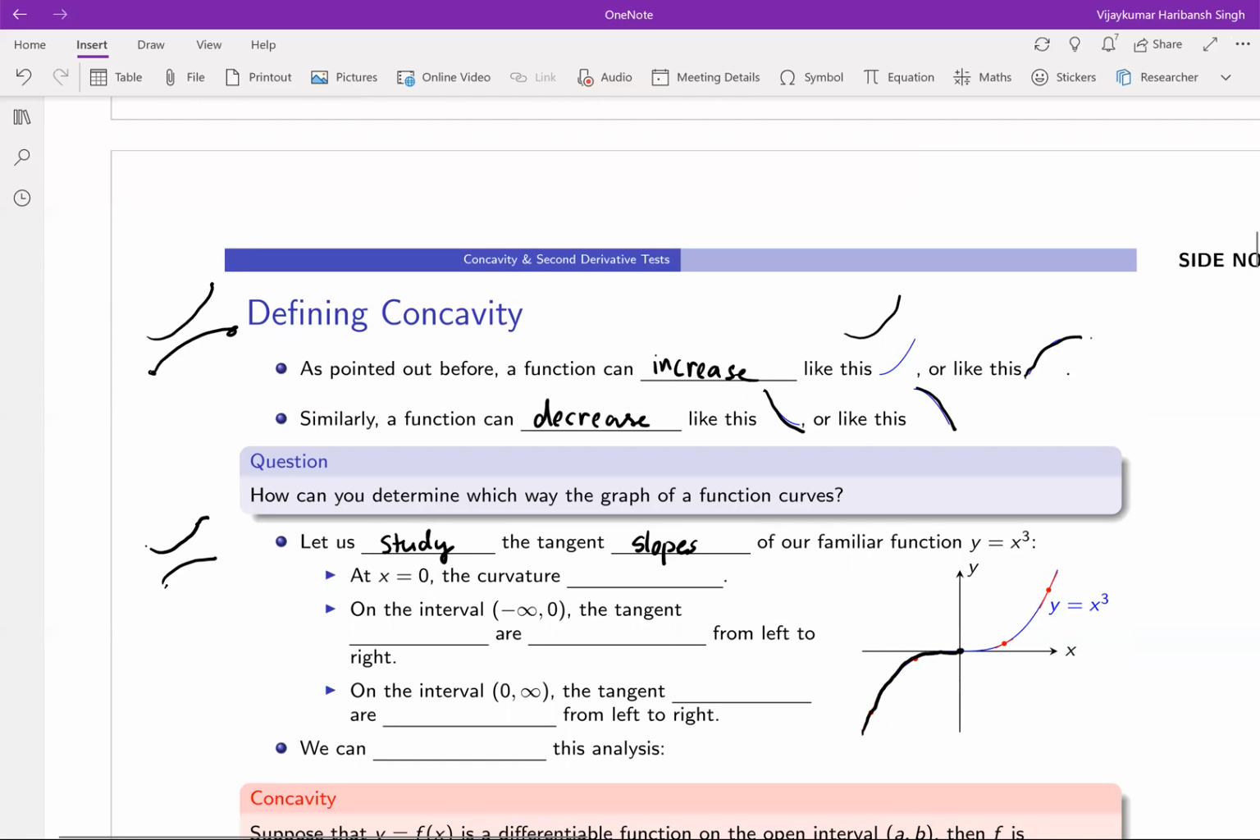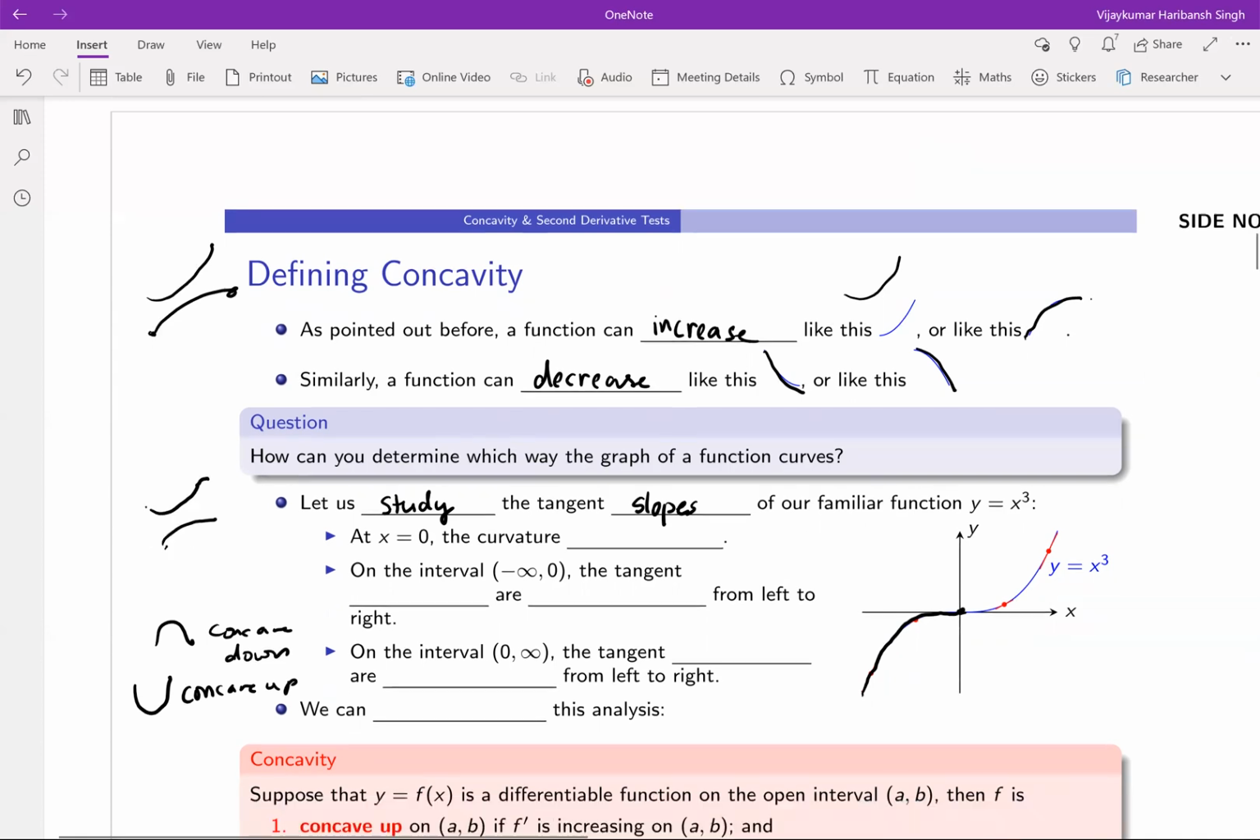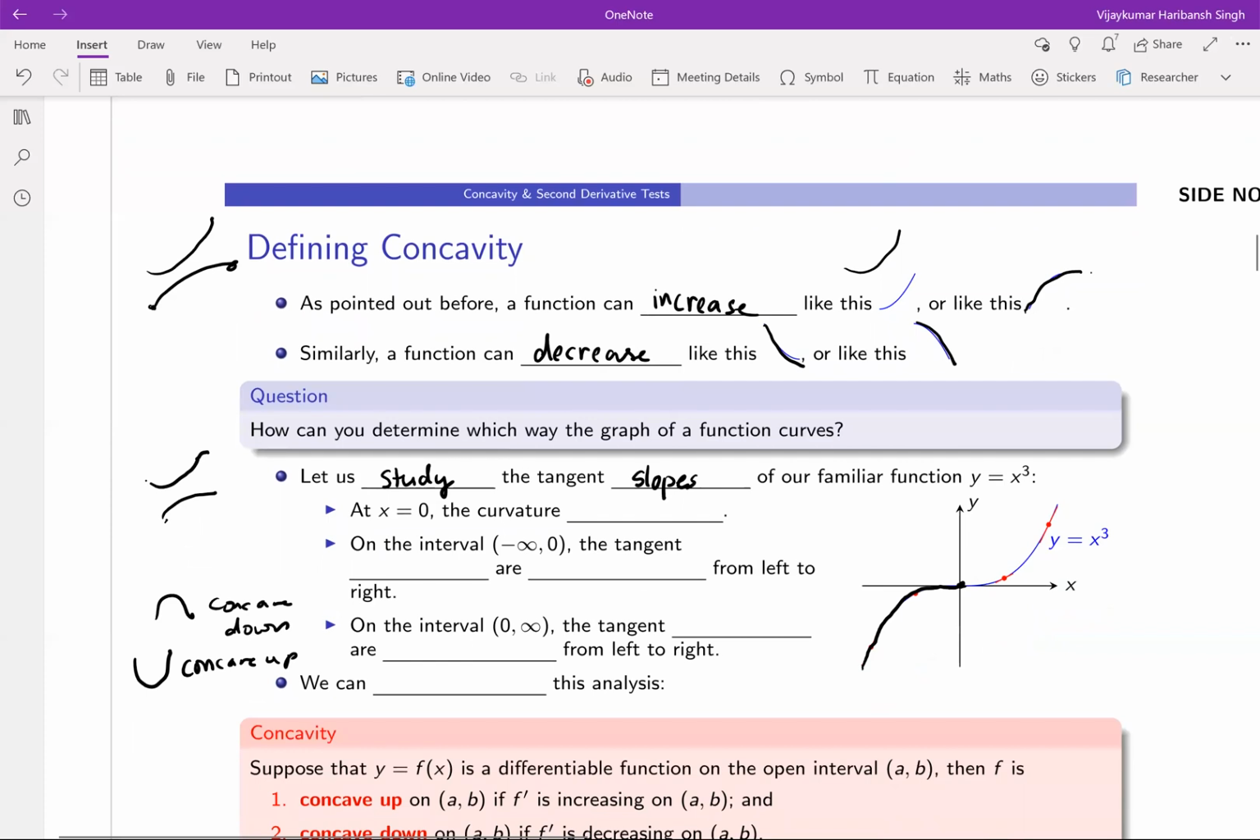We'll choose to call this format concave down. The cave is down. So this is concave down. And we'll choose to call this shape concave up. So here it's concave down and here it's concave up. Let's investigate what is happening and what is different in both cases. How do you distinguish between these two things?